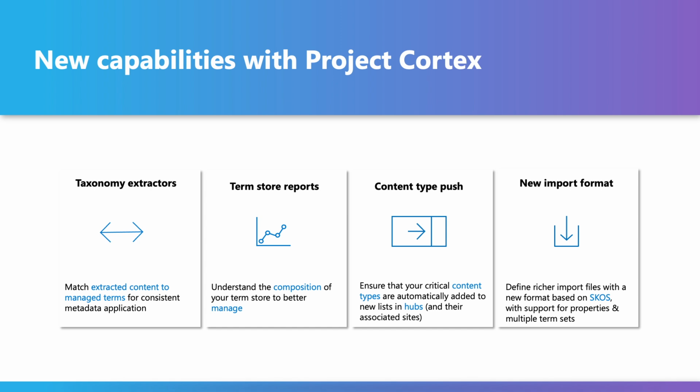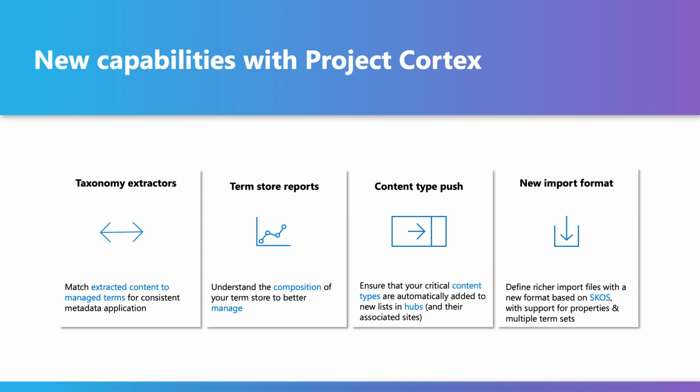Finally, content type push. This is an experience that really is related to how we evolve our content type syndication story. We want to provide a means to target select custom content types to hubs and their associated sites. So additionally, what this does is it allows you to take an enterprise content type and push it to a select hub or select hubs, and also to any associated sites to that hub. But we go a little bit further. In addition to really ensuring that that content type gets to all of those sites, we'll enforce it. So when new lists or libraries are created, that content type will be automatically applied.